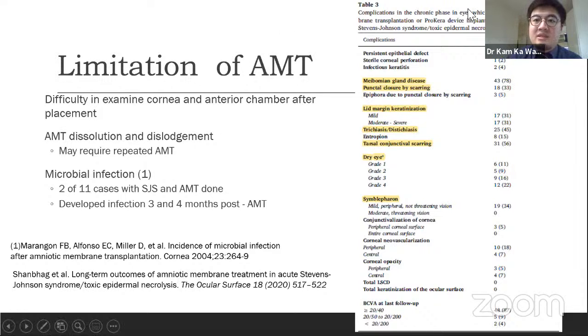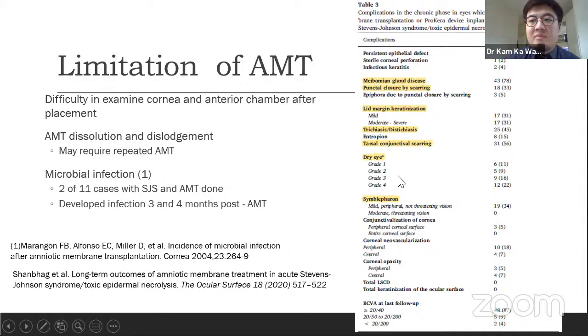On the right-hand side in the table, what I want to highlight is that amniotic membrane is not a magic bullet. Even if you apply amniotic membrane in patients with acute SJS, many of these patients in the long run still suffer from a series of ocular surface complications. For example, 80% of them would have MGD, which is very common. About half of them would have lash problems. Half of them would have scars in the tarsal conjunctiva. And about 60% of them would have different degrees of dry eyes.